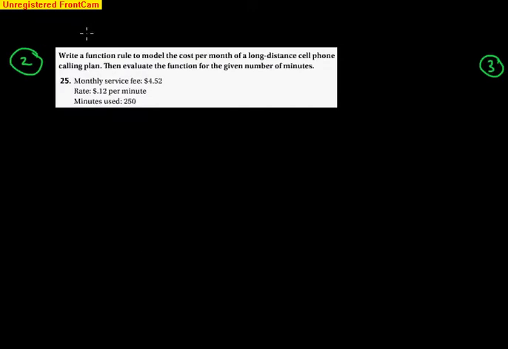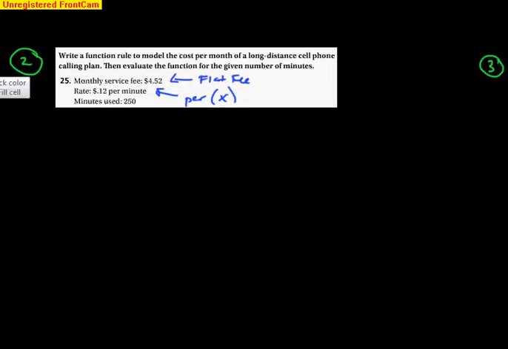It says, write a function rule that models the cost per month of a long-distance cell phone calling plan. Then evaluate the function for the given number of minutes. So you have a monthly service fee of $4.52. That is a flat fee. Then you have a rate of 12 cents per minute. Per means you need to have an x with it, or a variable. Something goes with that.